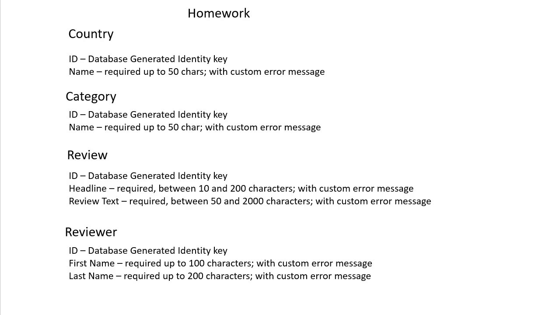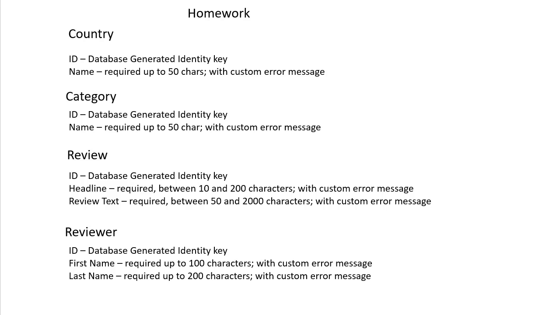Now in the country, make sure that the name is required and is no more than 50 characters. If it is, create a custom message that will let the user know that only up to 50 characters are allowed. And the same for the category. The name of the category needs to be up to 50 characters, and again, create a custom message for that.